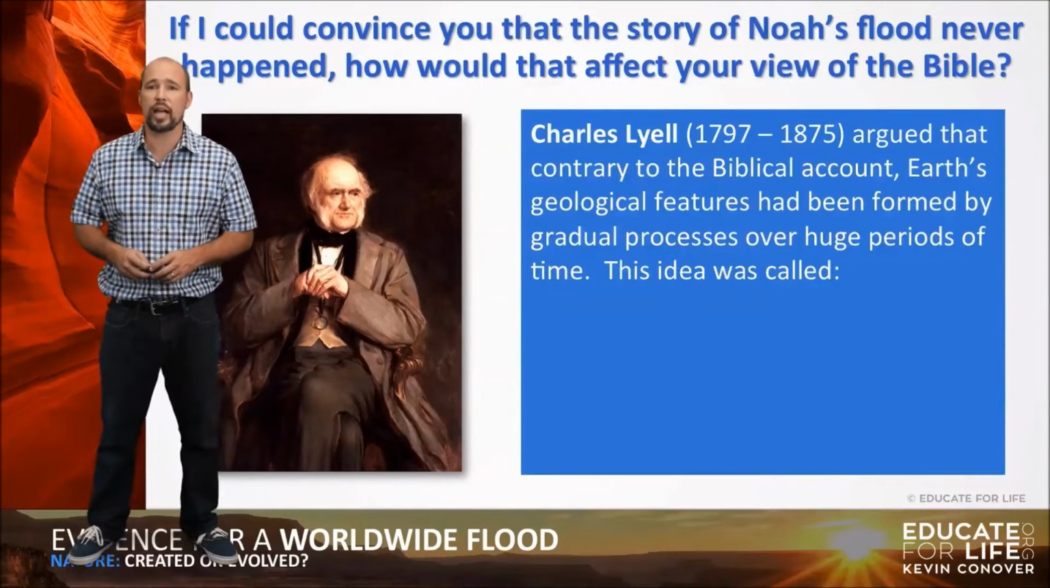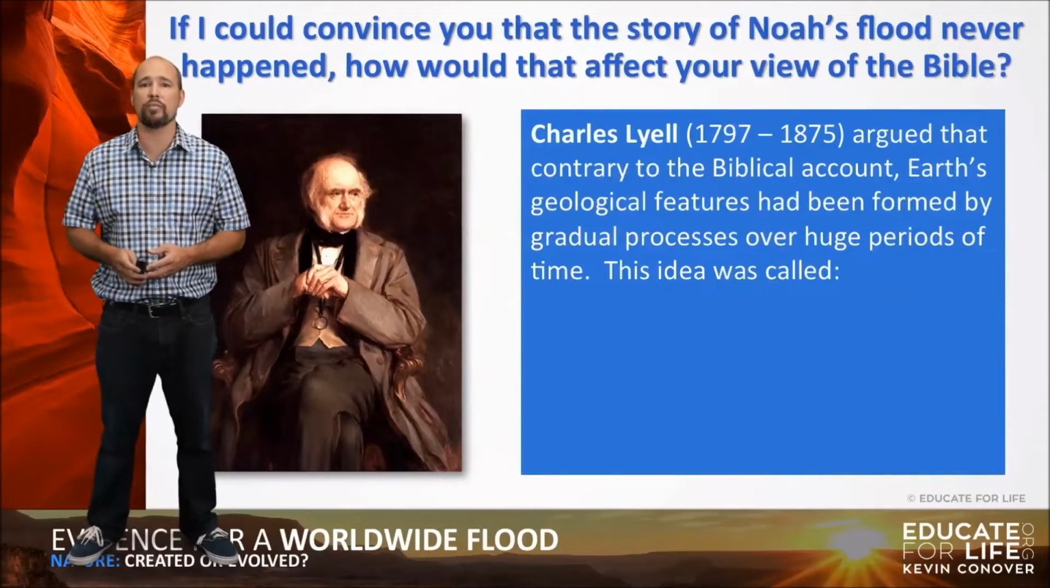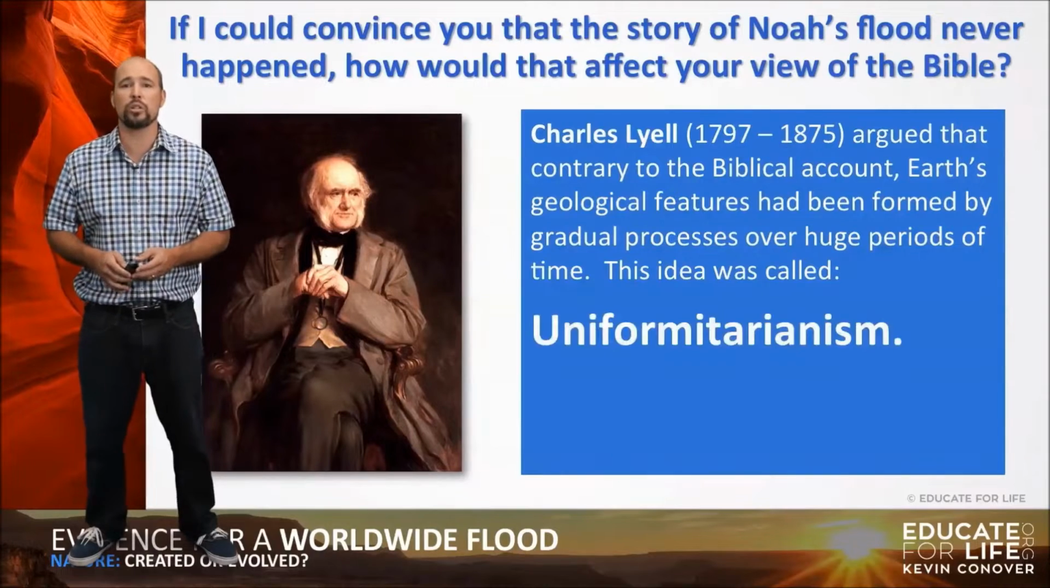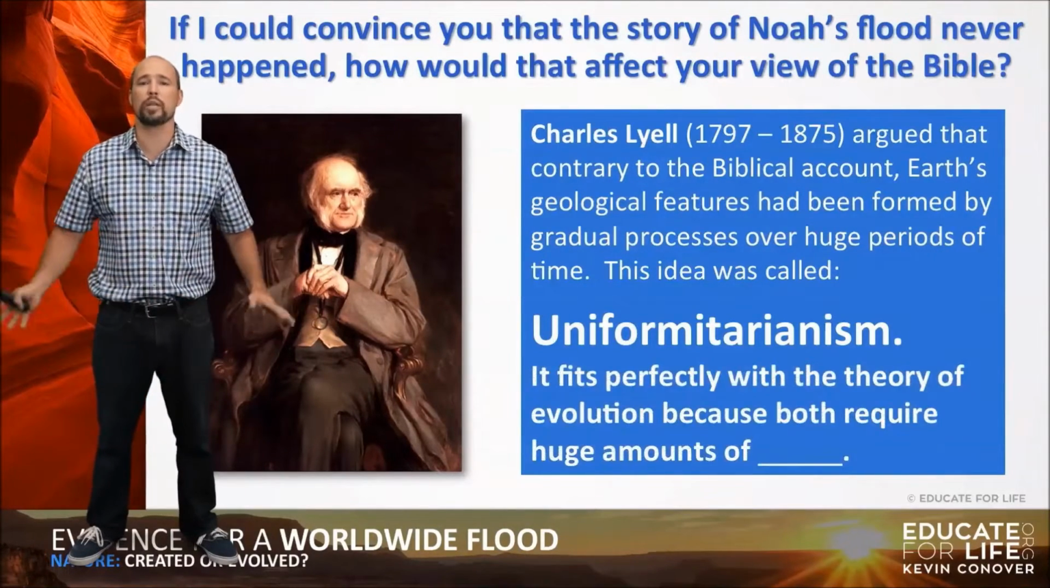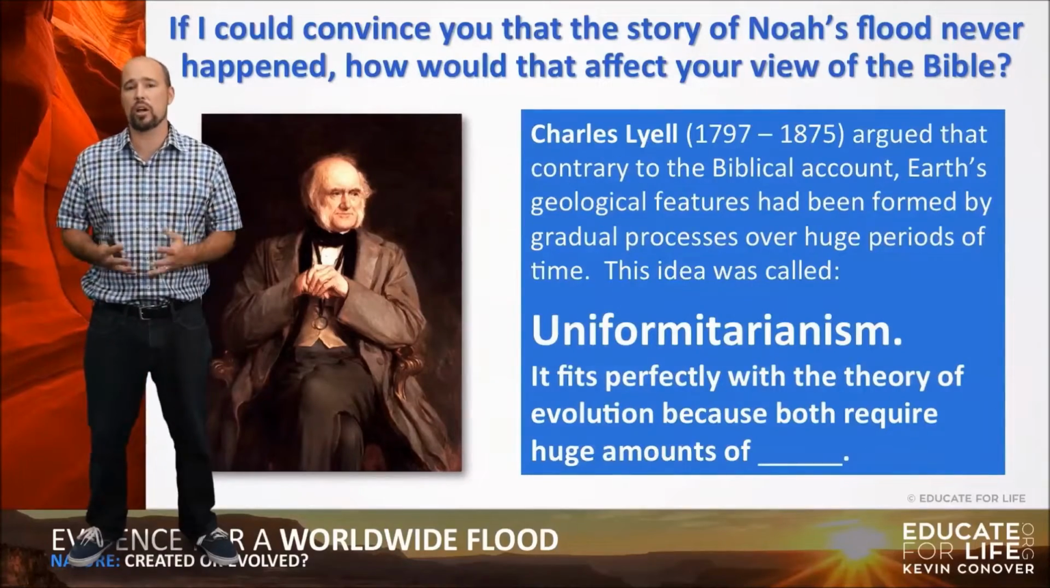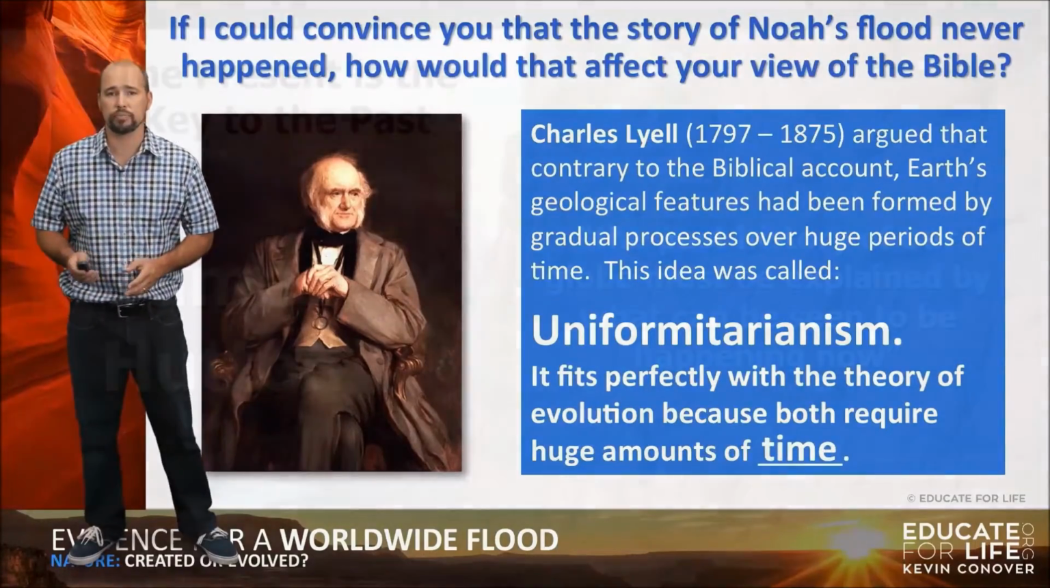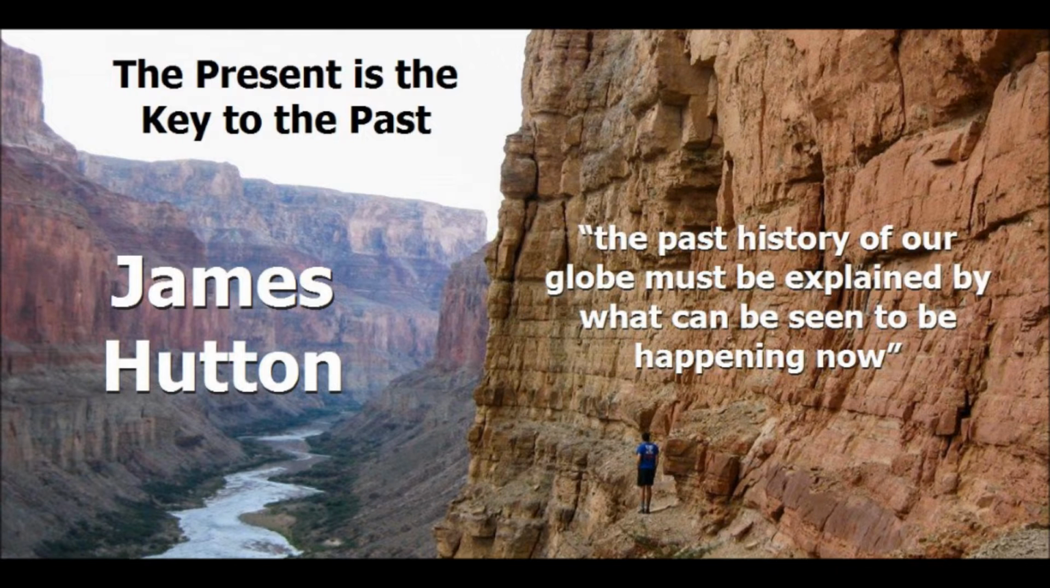He lived from 1797 to 1875, and he came up with a theory called uniformitarianism. And this is the idea that all the geological features we see on planet Earth took huge amounts of time to come into existence. But that's not what uniformitarianism is. It means the present is the key to the past, and it was first proposed by James Hutton. It means the past history of our globe must be explained by what can be seen to be happening now.